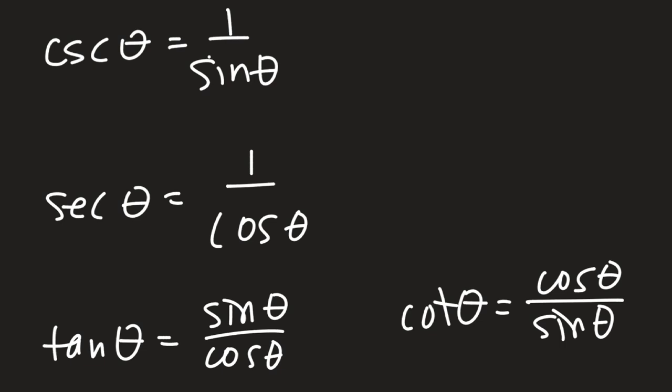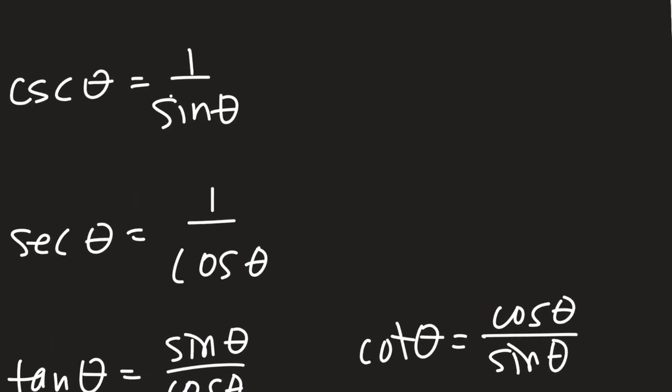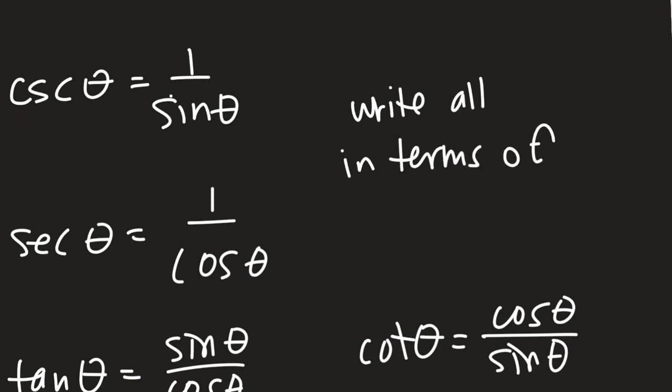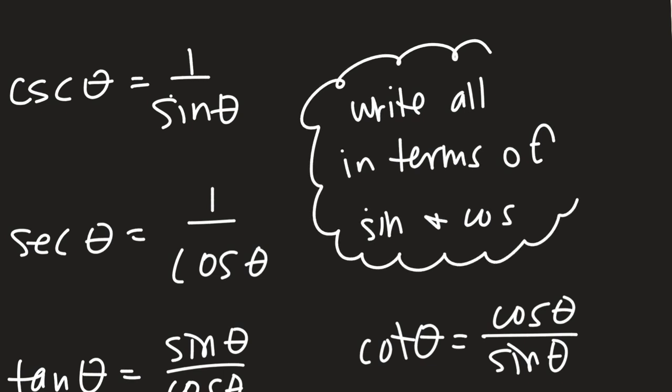Whenever you see a cosecant, you can replace that with 1 over sine as we're trying to simplify. Because our number one strategy is to write all terms in terms of sine and cosine. Okay, so that's our number one strategy when we are simplifying these identities. Take your cosecants, your secants, your tangents, and write them all as sine and cosines.